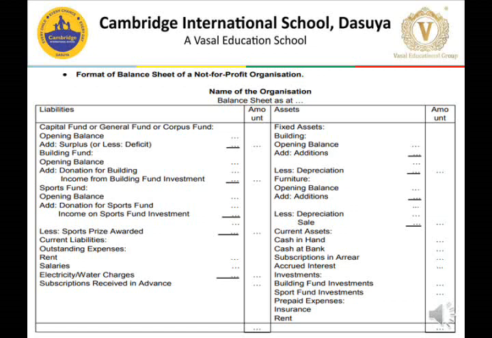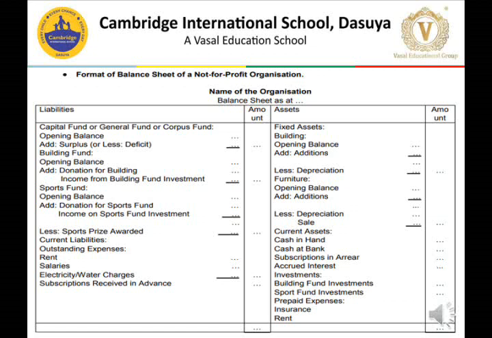Then comes the current assets: cash in hand, cash at bank, subscription in arrears, accrued interest, investments in the form of building fund investments, sports fund investments, prepaid expenses like insurance, rent. You can also write here subscription receivable. On my left hand side there is the liability side: capital fund or general fund or the corpus fund. This is one and the same thing.